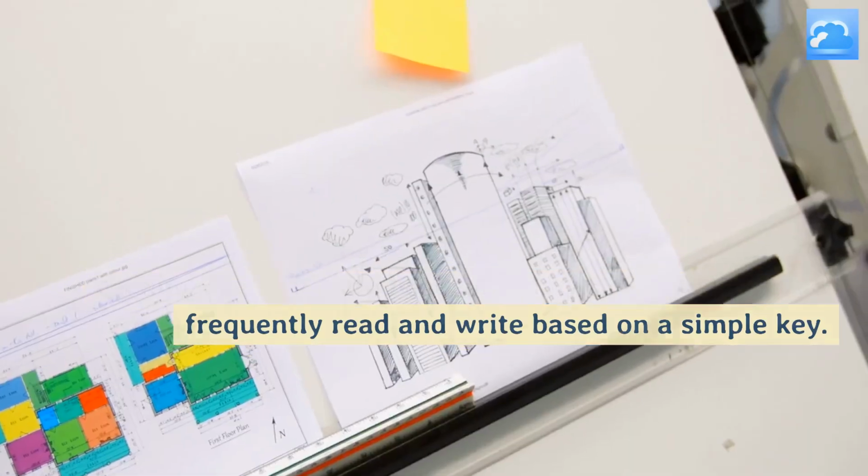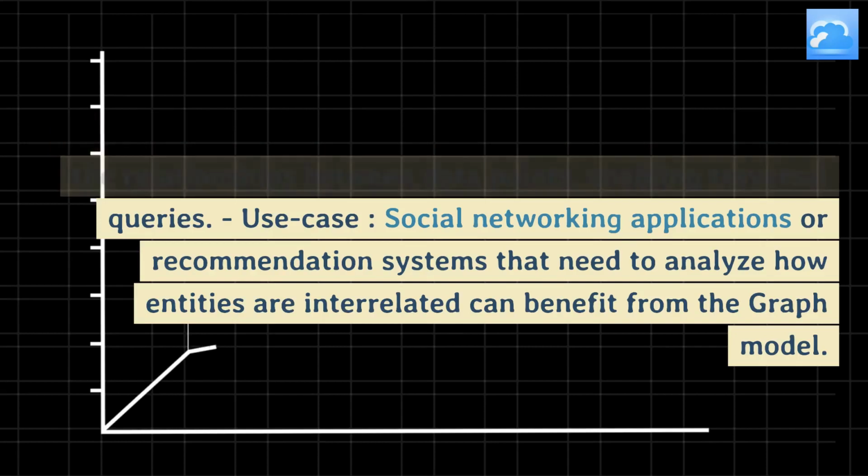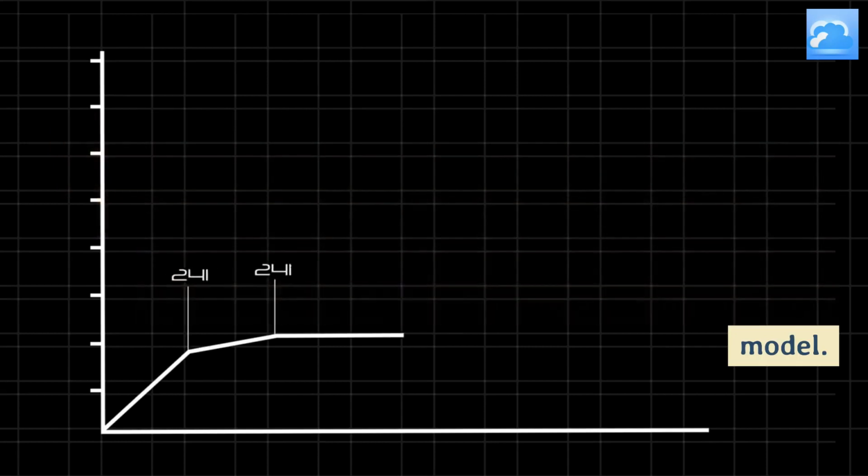Graph, Gremlin API. Description. This model focuses on the relationships between data points, enabling traversal queries. Use case. Social networking applications or recommendation systems that need to analyze how entities are interrelated can benefit from the graph model.